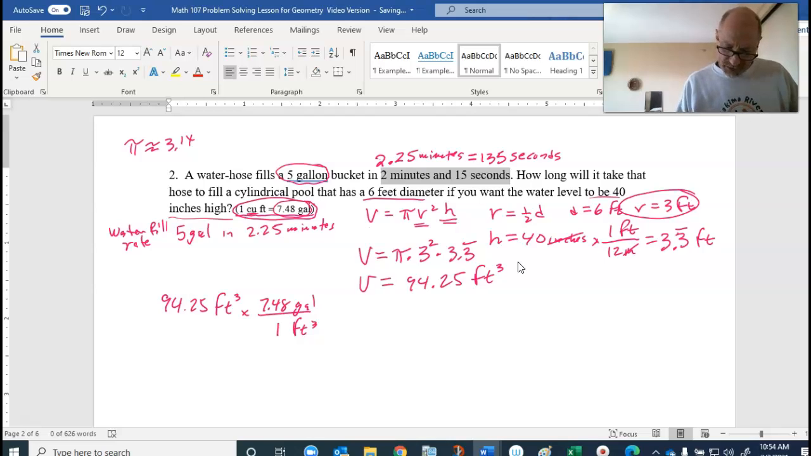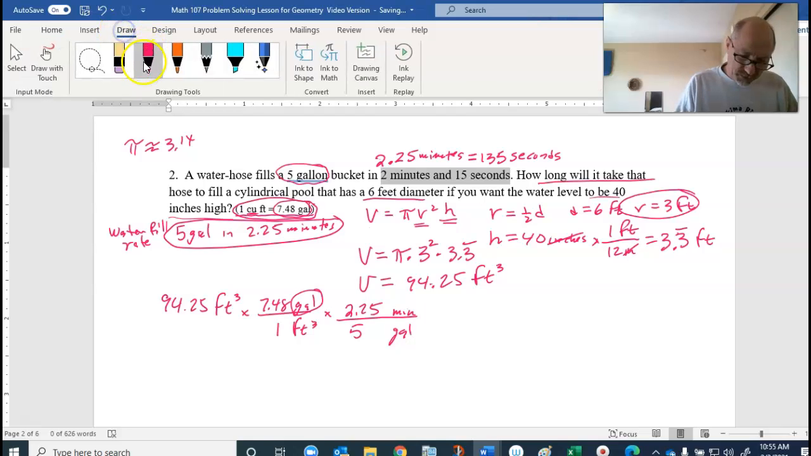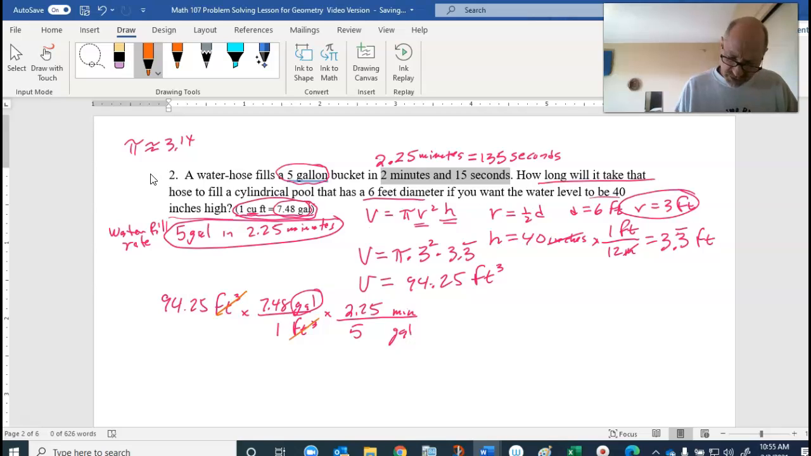And at the same time, notice I've got this 5 gallons in 2.25 minutes. I can write another unit ratio. 5 gallons, since I've got gallons here, and I want to know how much time it will take, right? How long will it take? I'm going to put gallons down here and then the minutes up here. So this 5 gallons is 2.25 minutes. And that's all it is. You calculate the volume, you multiply that, the units here are going to reduce out, right? The cubic feet will reduce, the gallons will reduce, and we'll be left with minutes.